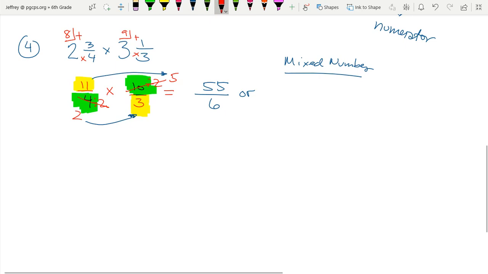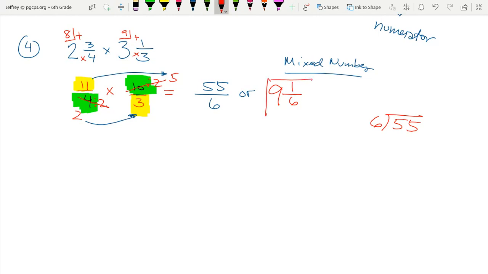So let's do our long division. 55 over 6. We don't have to. If you already know how many times 6 can go into 55, that's fine. How many times? You know it's going to be 9 times, right? Because 9 times 6 is what? 54. What's the remainder? 1. So that's the remainder, and we are done. But if you want to do the long division, I will show you.